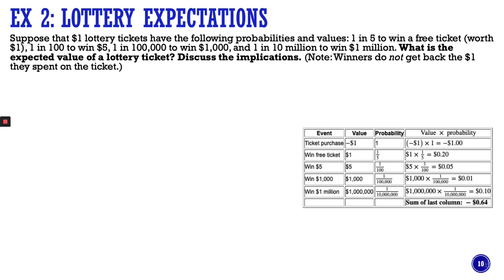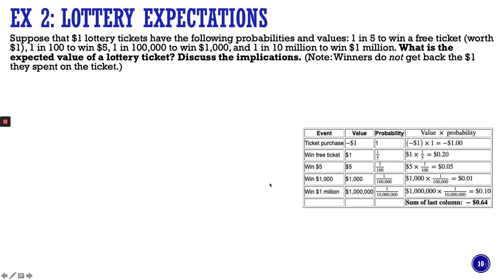Win $1,000, it's 1 out of 100,000. So we end up with 1,000 times 1 over 100,000, which is a penny. And to win $1 million, the probability is 1 out of 10 million, and that equivalent is 10 cents. So the sum of the last column is negative 0.64 because we started with a negative dollar and it goes on down.